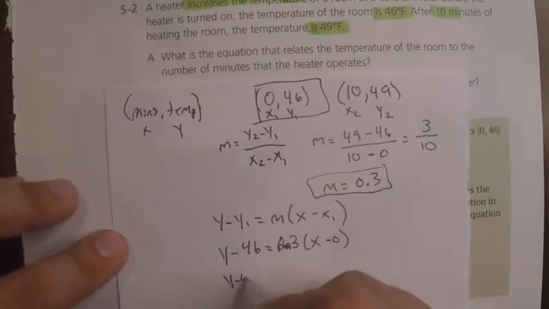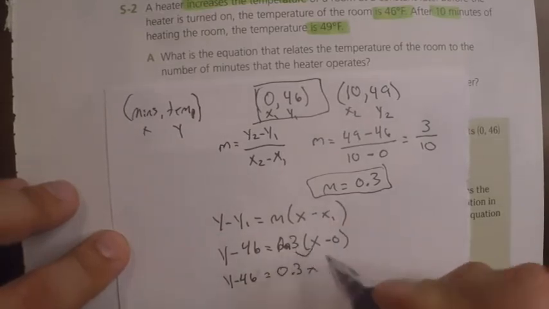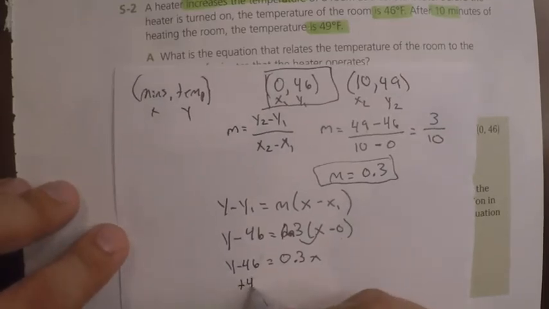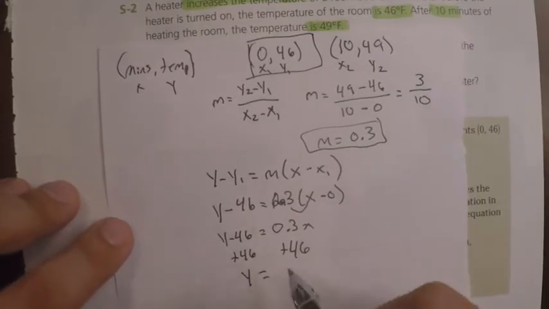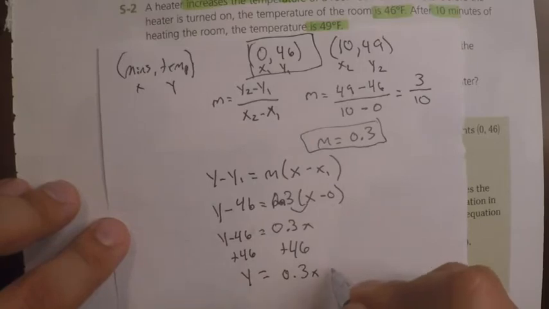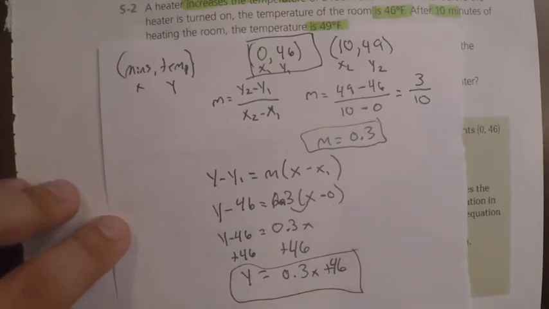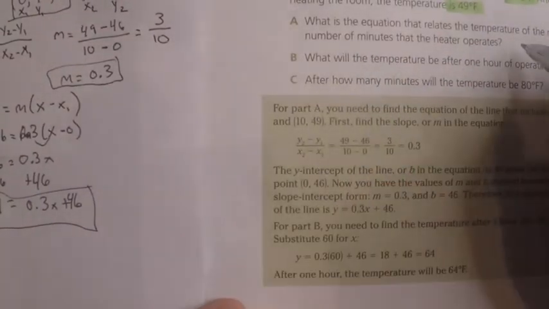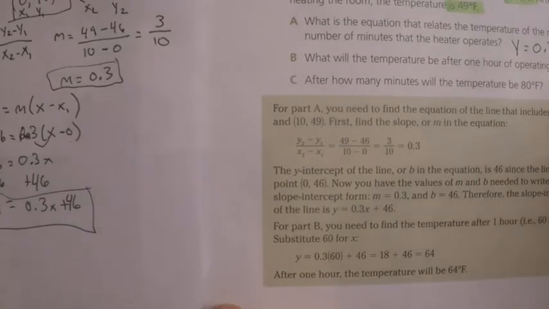We can just have y minus 46 equals 0.3 times x. Then to get y by itself, we add 46 to both sides, and we get that y equals 0.3x plus 46. So this here is our equation: y equals 0.3x plus 46. So for the first part, it says, what is the equation? y equals 0.3x plus 46.